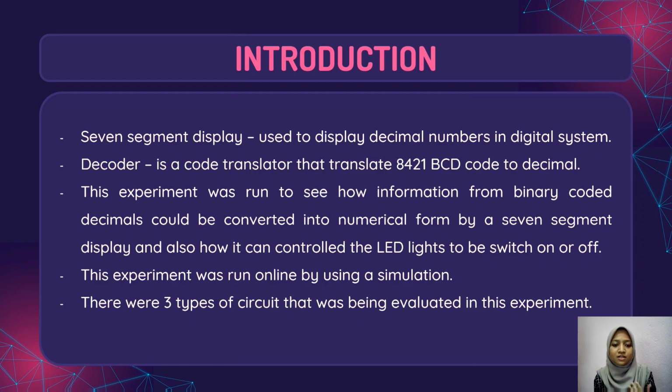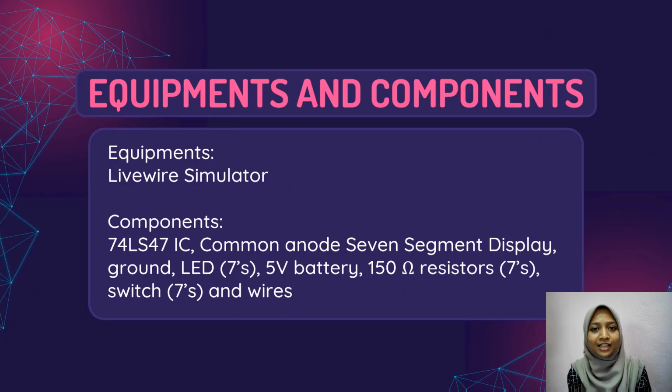This experiment was run to see how information from binary coded decimal could be converted into numerical form by a 7-segment display, and also how it can control the LED lights to be switched on or off. This experiment was run online using a simulation, and there were 3 types of circuit being evaluated in this experiment.